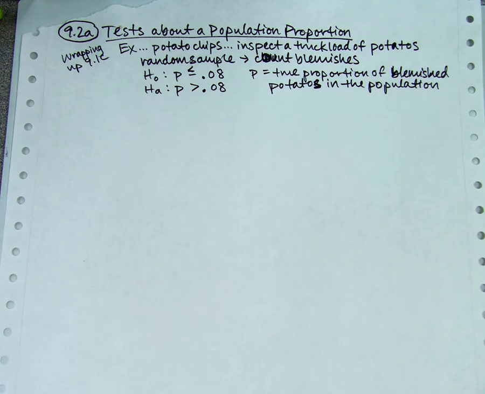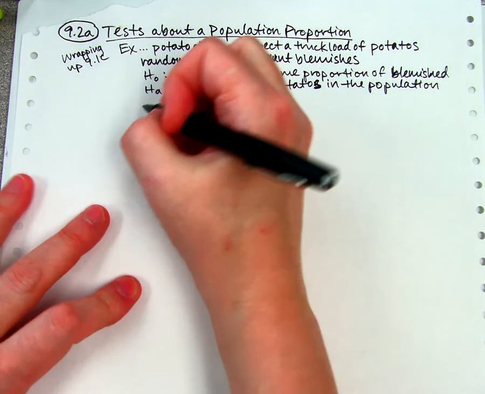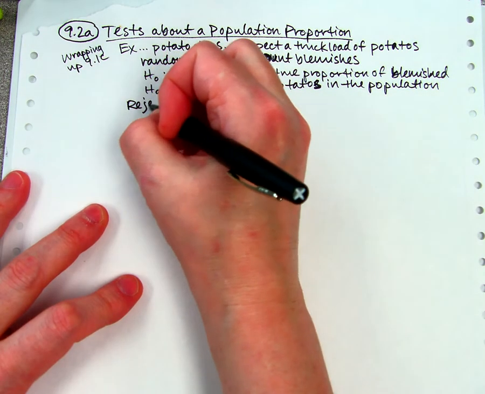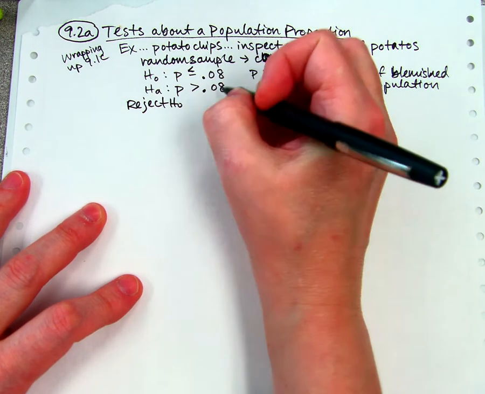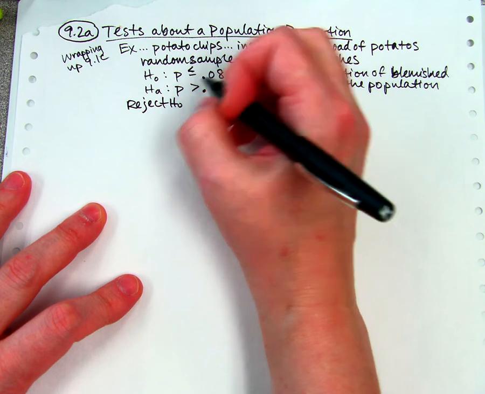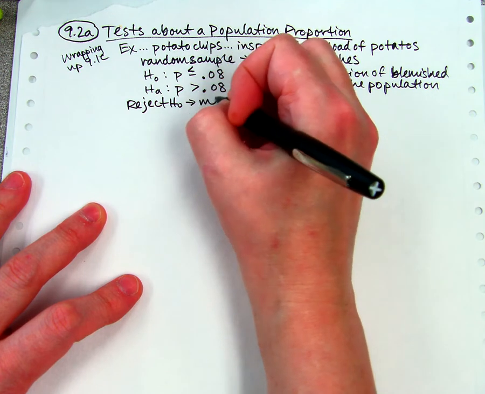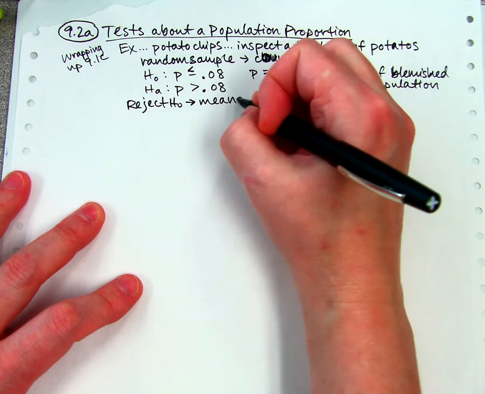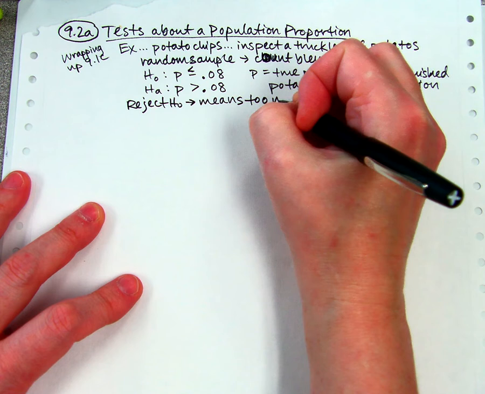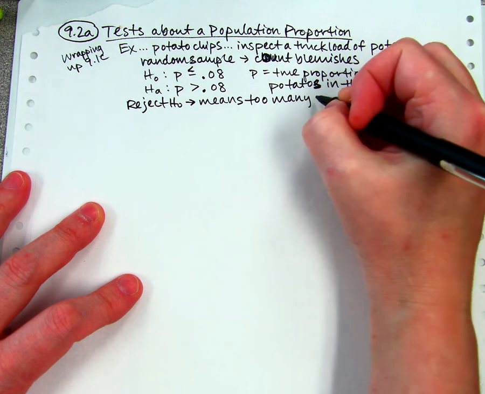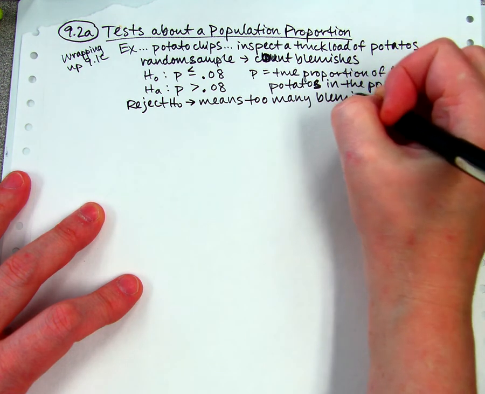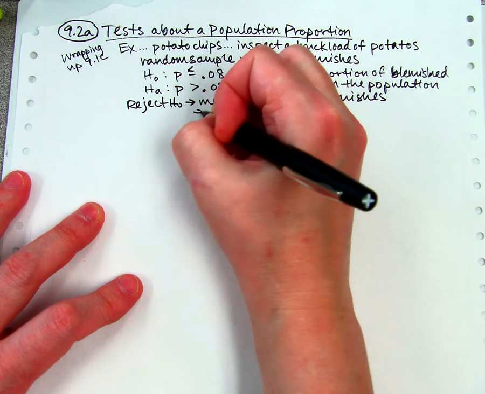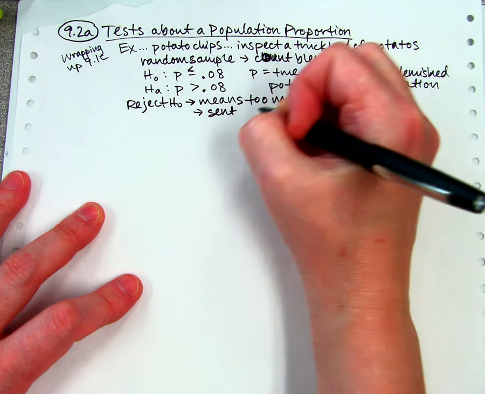All right. If we reject the null, that means we decide that this is true. We decide there are too many blemishes for our potato chips that have to be perfect. And then we would send them back. Don't use this truckload.